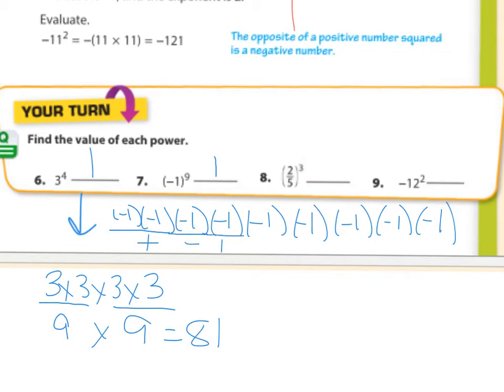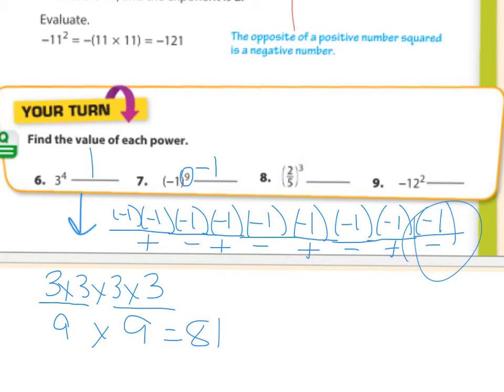A negative times a negative is a positive. Positive times a negative is a negative. Negative times a negative is a positive. Positive times a negative is a negative. Negative times a negative is a positive. And a positive times a negative is a negative. It came out negative. Anytime you're multiplying a negative number over and over again like that, if there's an odd number of them, then it's going to end up being negative. If there's an even number of them, it's going to end up being positive.